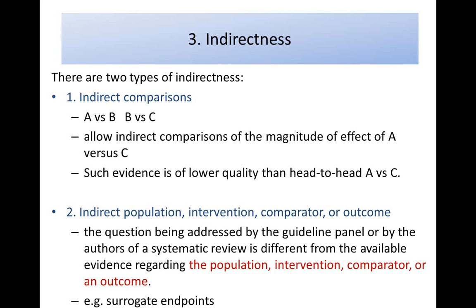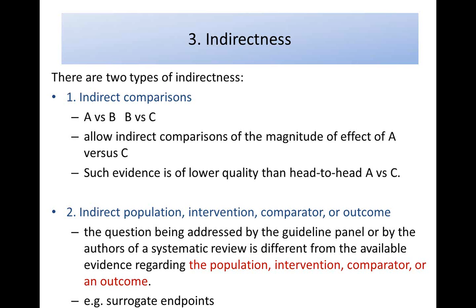And then the second type of indirectness that the GRADE system goes through is basically the PICO question. This comes back to the fact that GRADE is specifically used for guideline developers rather than for systematic reviewers, because I guess for a systematic review, you're less likely to have indirectness on your PICO because your inclusion criteria were based on your PICO. So, unless you were including a whole lot of stuff that wasn't in your inclusion criteria, you're probably going to have a pretty direct PICO.